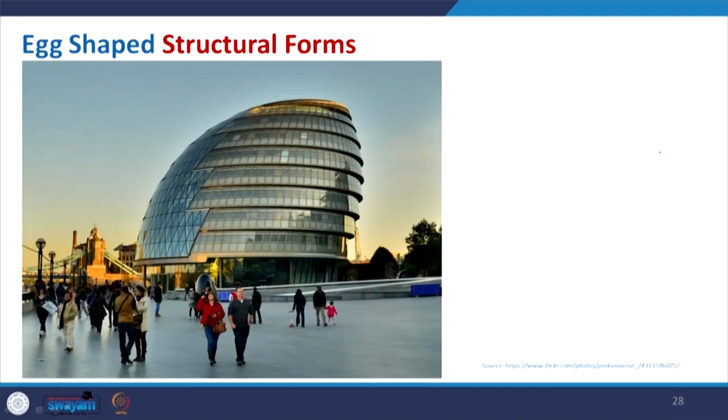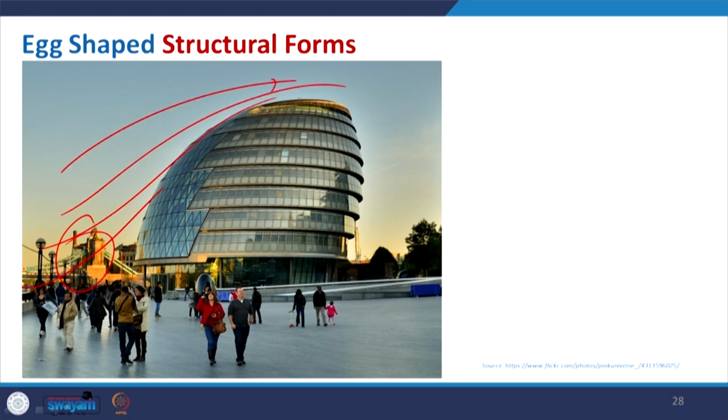Coming to the egg shaped form, again it is a variant of the dome shape. This is basically London City Hall, you can see the London Bridge here, and then in this form this particular water body. So, whatever wind will come, it will take this particular aerodynamic shape.